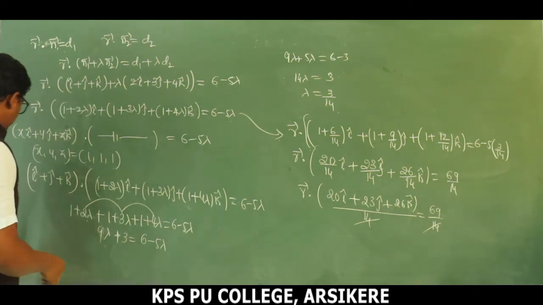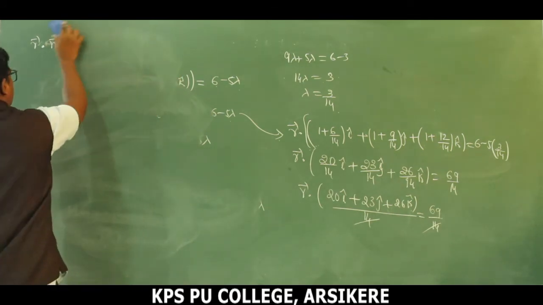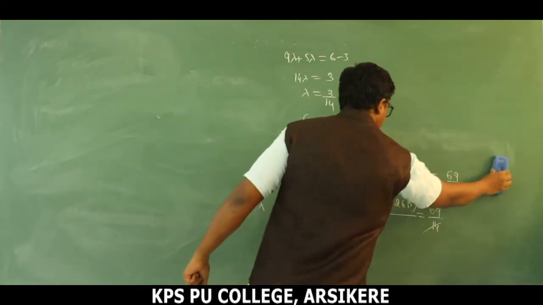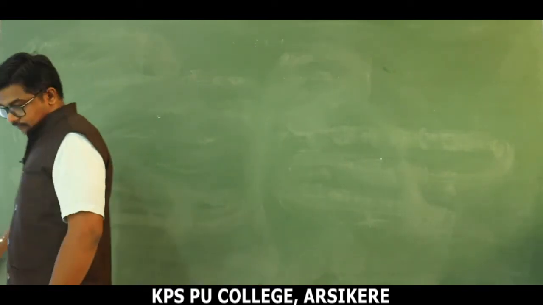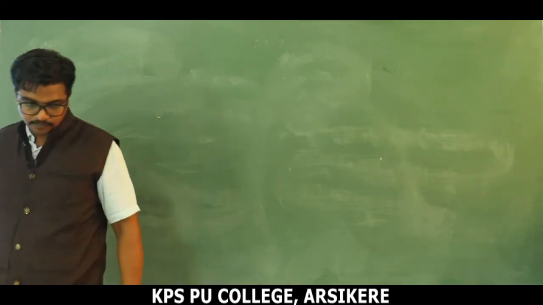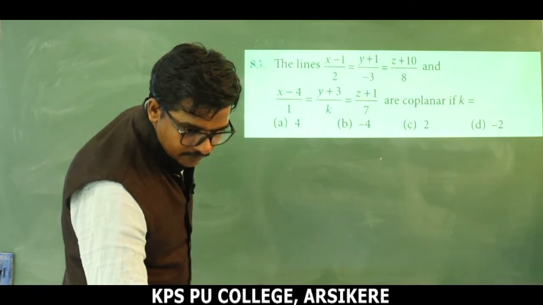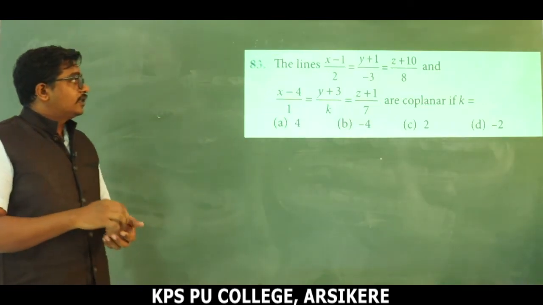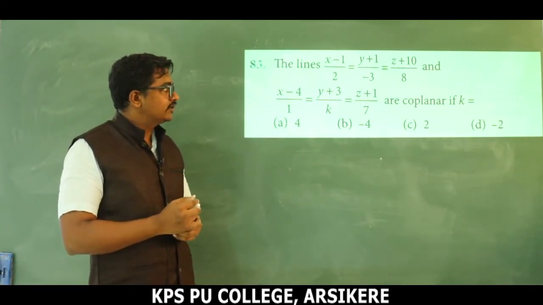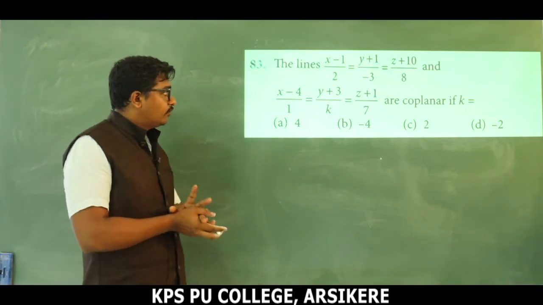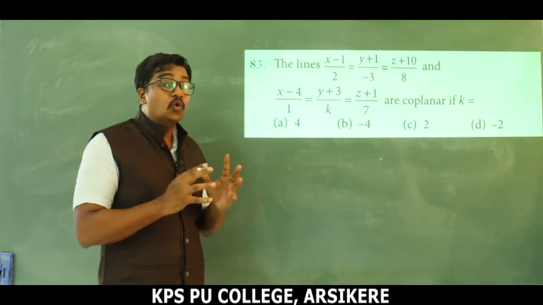Next we are moving to the next question. The next question is: the lines x minus 1 by 2 is equal to y plus 1 by minus 3 is equal to z plus 10 divided by 8, and x minus 4 divided by 1 is equal to y plus 3 divided by k is equal to z plus 4 divided by 7 are coplanar.